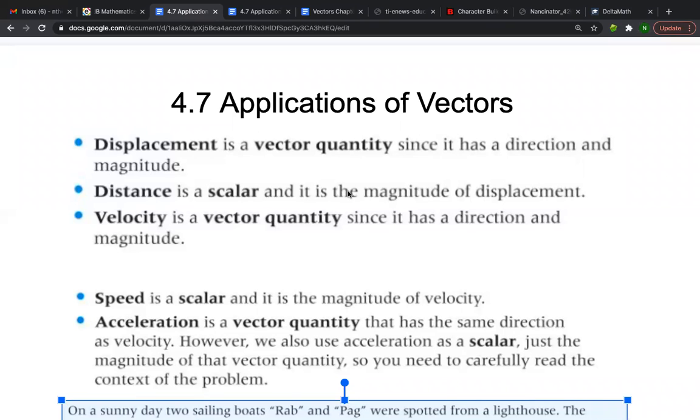Velocity is a vector quantity. Speed is a scalar. So just keep in mind that speed is just the magnitude of velocity. Acceleration is a vector, but sometimes we use it as a scalar. So you just need to be careful with the context of the problem, just making sure whether or not it's looking for just the number or the direction as well.